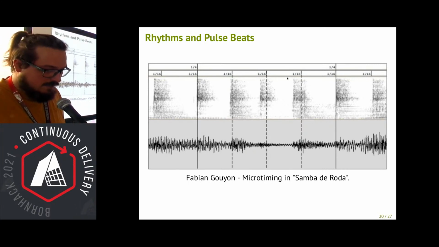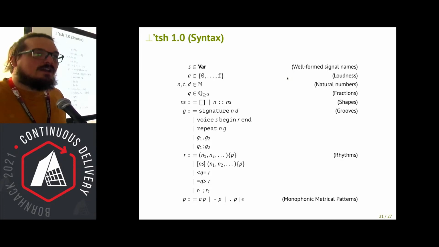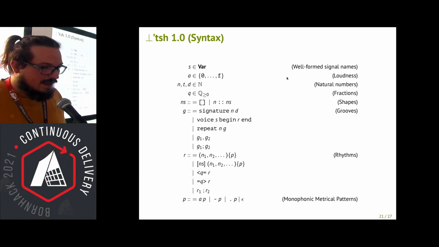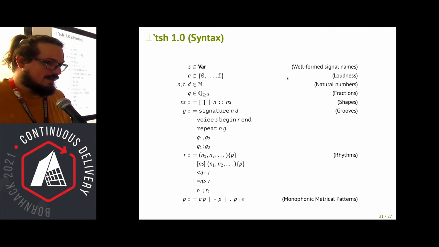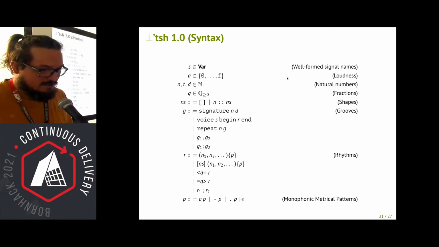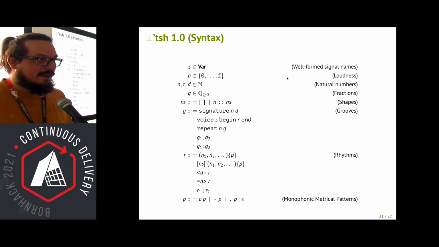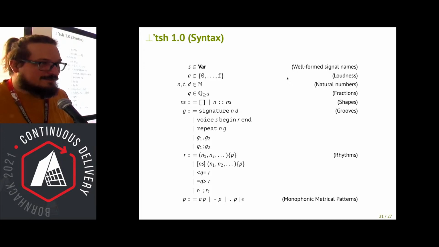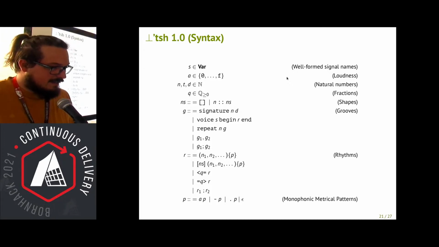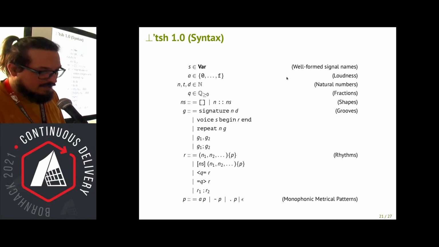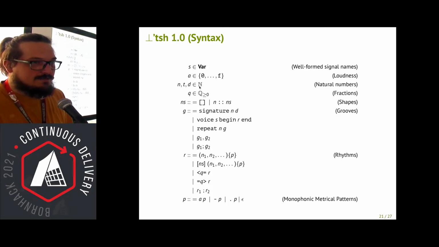So just to repeat, the syntax is signals are well-formed variable names of signals. Then you can have an accent which represents loudness, and because we are programmers, we'll just represent it with a byte, so it's a number from 0 to f. And then in the rest of the syntax, I'm going to use these letters for natural numbers and Qs for rationals.